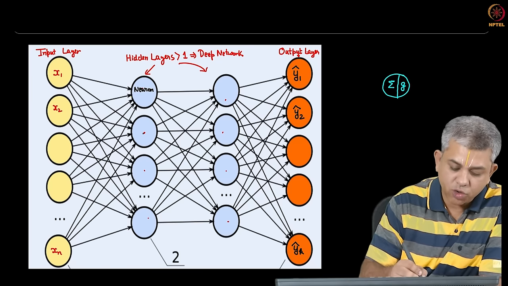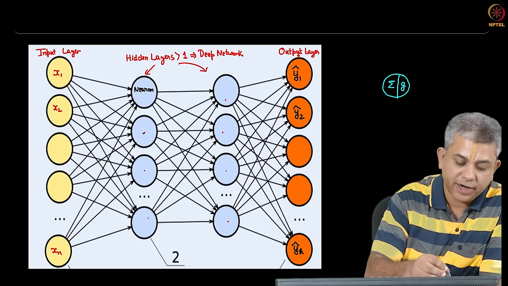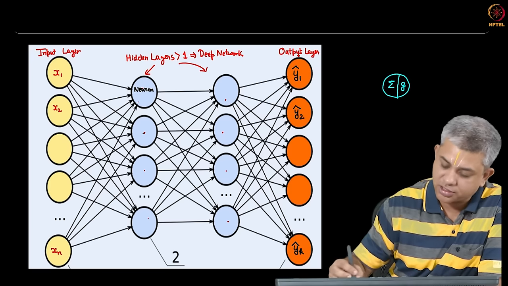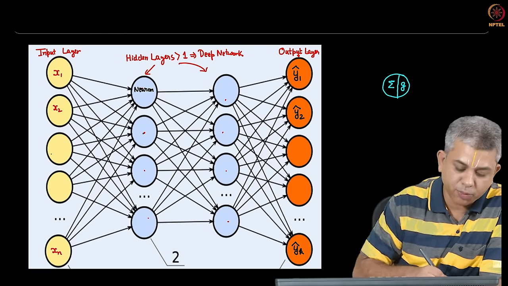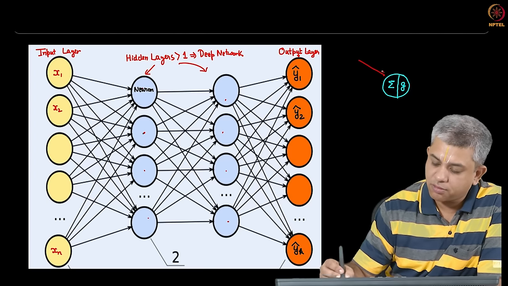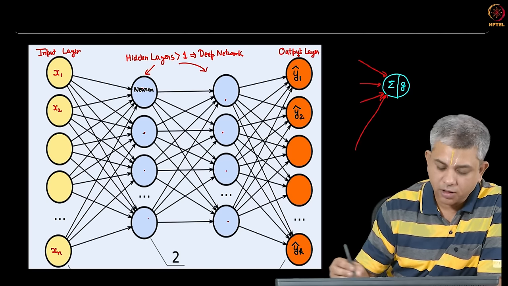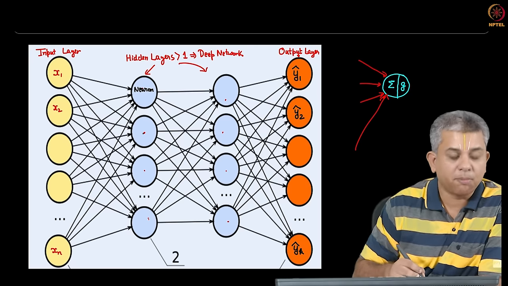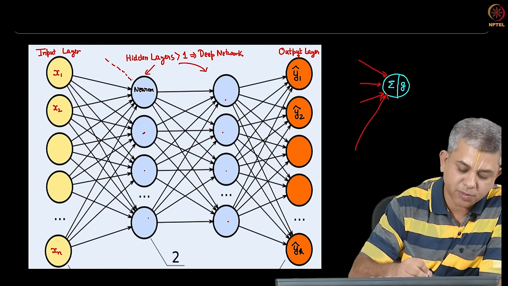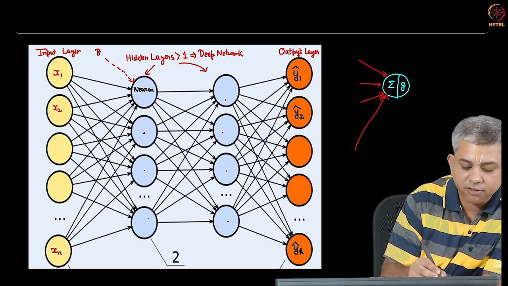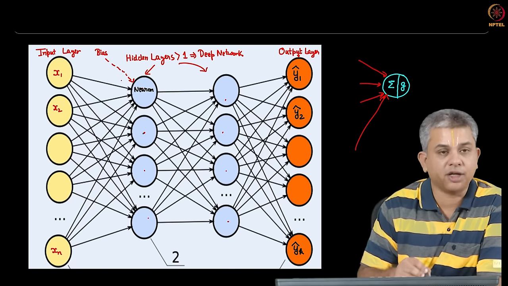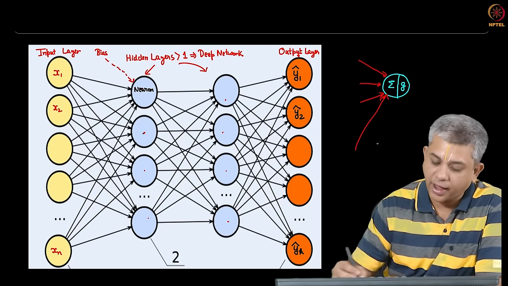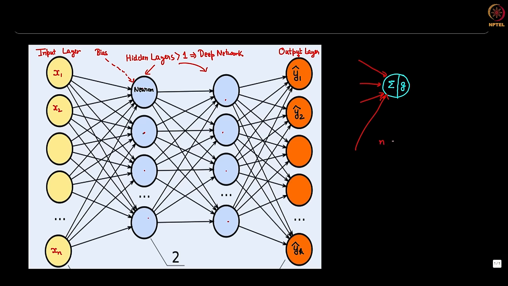Now, if I look at any neuron here, for example this neuron, it has inputs coming from all the previous entities in the input layer. So this neuron here has n inputs plus, even though not explicitly shown here, a bias unit which will be coming in here. So for this neuron, you have n weights from the input layer.